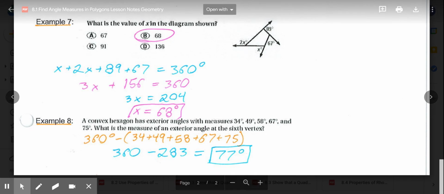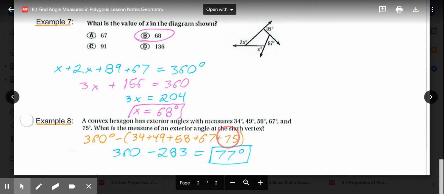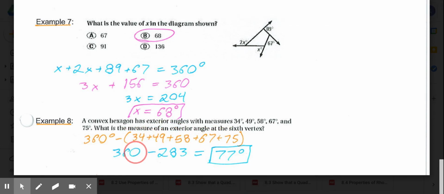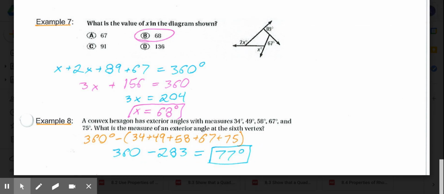And then in our last example, it says a convex hexagon has exterior angles with the measure of 34, 49, 58, 67, and 75 degrees. What's the measure of the sixth exterior angle? So in this case, we would add up the 5 that they gave us and take that away from 360 degrees. So 360 minus those 5 added up, which is 283, gives us 77 degrees for our missing exterior angle.